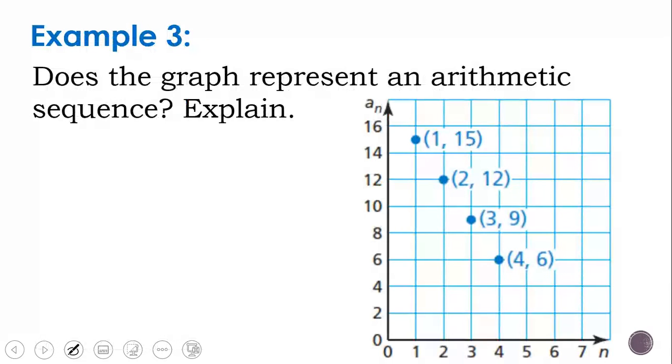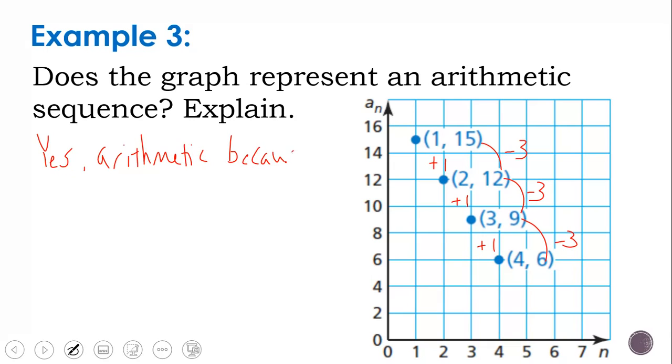Let's look at the next example. Does the graph represent an arithmetic sequence? Explain. So let's take a look here. In essence, what we're looking at, does this create a line? Do we have a constant rate of change? Well, obviously, your term numbers are going up by 1 each time. And let's look at the y values. Down by 3, down by 3, down by 3. Yes, this is an arithmetic sequence. Why is it an arithmetic sequence? Because we have a common difference of negative 3.